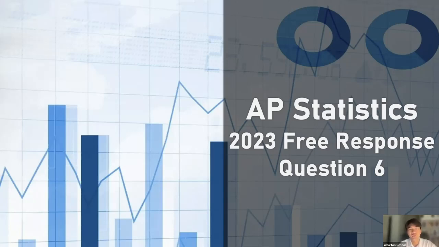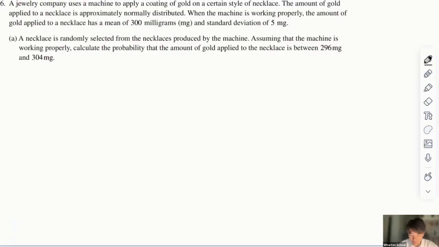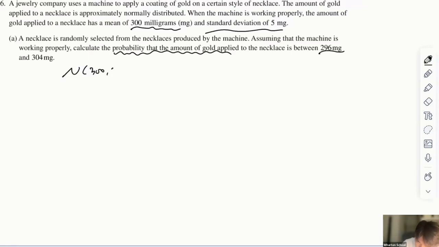Today, we're going to solve 2023 AP Statistics free response question number 6. We need to find the population distribution and the probability that the amount of gold applied to the necklace is between 296 milligrams and 304 milligrams. So what do you have to do? It's already known the mean and the standard deviation. So this follows the normal distribution with mean 300 and standard deviation of 5.